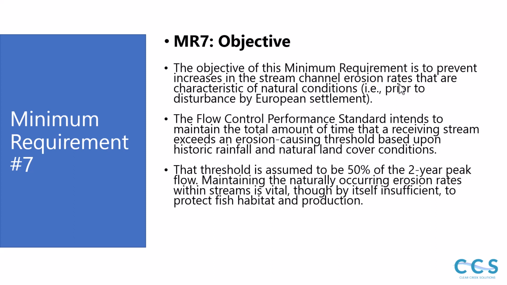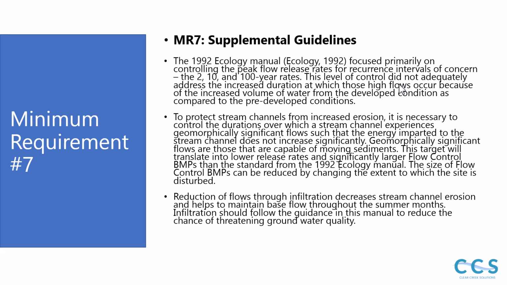That threshold is assumed to be 50% of the 2-year peak flow. Maintaining the naturally occurring erosion rates within a stream is vital, though by itself insufficient to protect fish habitat and production. And then some supplemental guidelines include the 1992 Ecology Manual.